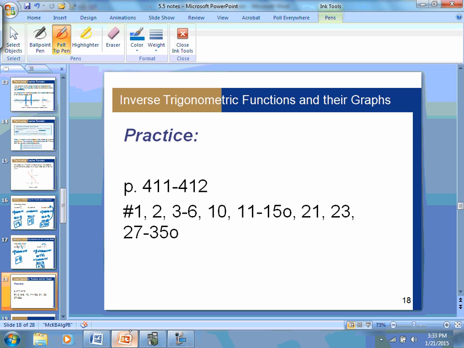Okay, so practice these problems. Again, it's a lot of little detail, a lot of little steps, but just remember that you have to stay between those domain and range values.